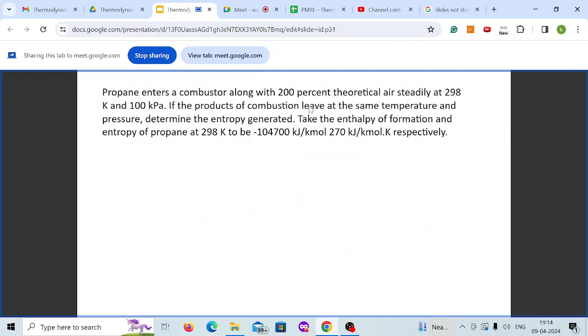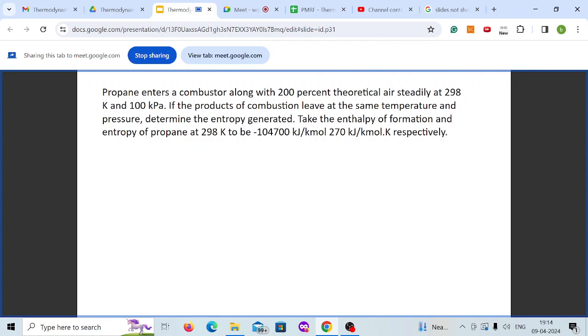I think this is the final problem which I prepared. So we'll see how to solve this. Till now we did an enthalpy balance. We will also see an entropy balance now to find out the entropy which is generated during combustion.